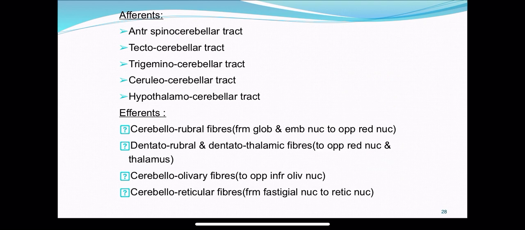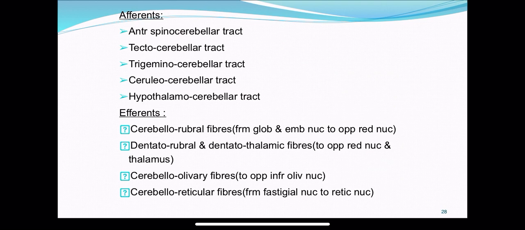The afferents that are coming into the cerebellum through superior cerebellar peduncle are anterior spinocerebellar tract, tectocerebellar tract, trigeminocerebellar tract, ceruleocerebellar tract, hypothalamo-cerebellar tract. The efferents going out of the superior cerebellar peduncle from the cerebellum are cerebello-rubral fibers from globose and emboliform nucleus to opposite red nucleus. Cerebello-rubral refers to red nucleus of midbrain. That's why these fibers are from globose and emboliform nucleus to opposite red nucleus.